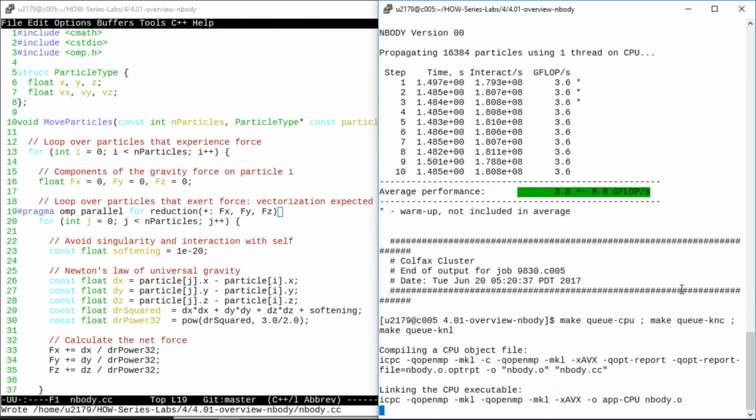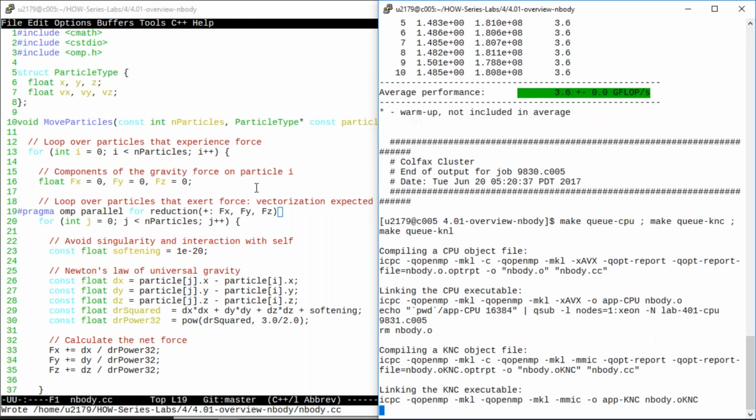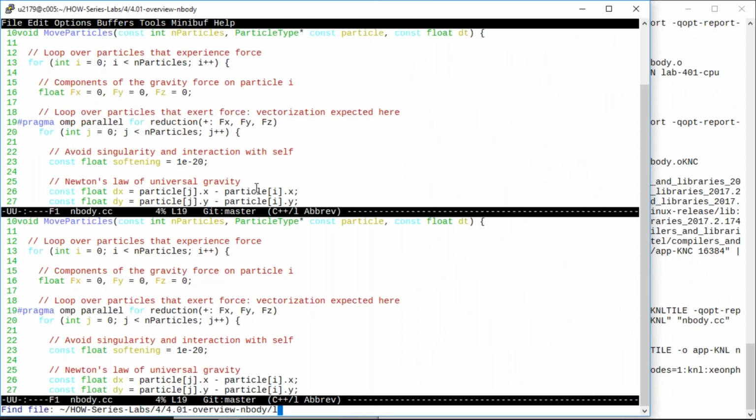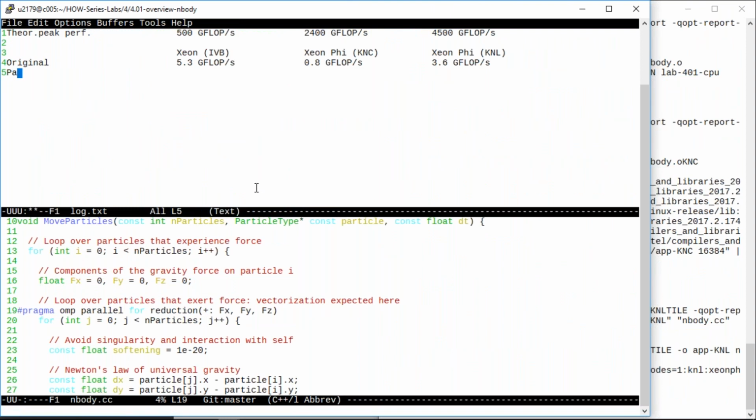So recompiling and resubmitting, and let's see what performance comes out. We parallelized the J loop. And what did we get?